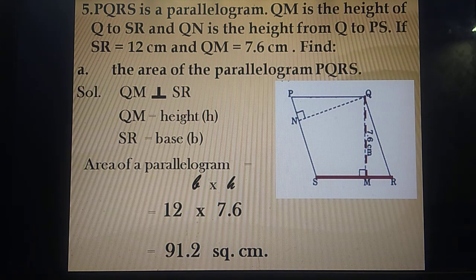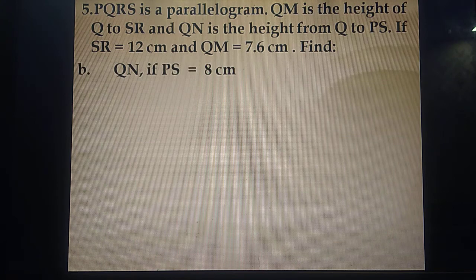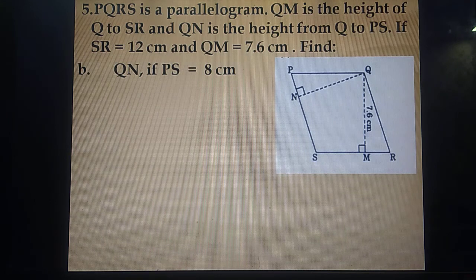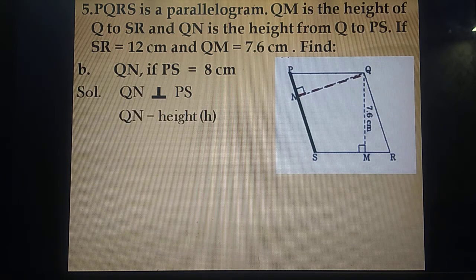For the same figure, we are supposed to find QN if PS is 8 centimeter. Now here, we are supposed to find QN, which is making 90 degrees to PS. So PS and QN are perpendicular. As QN is making 90 degrees, it is the height here. PS is the line on which it is falling, so PS is the base. Height is missing, base is given to you.